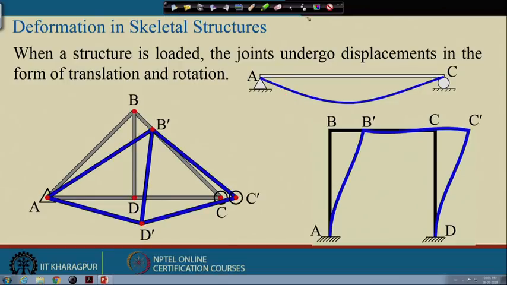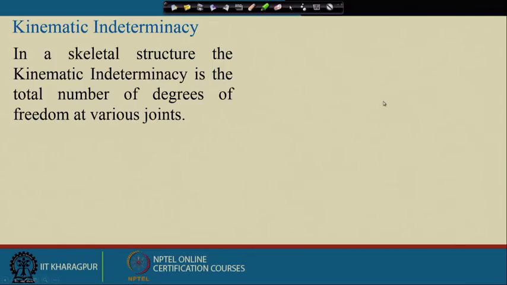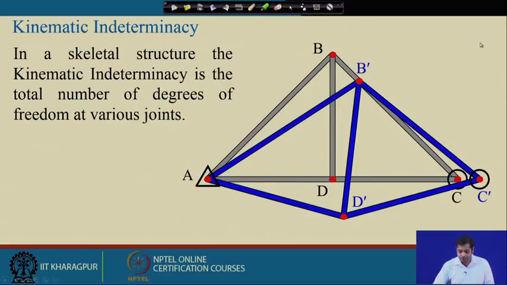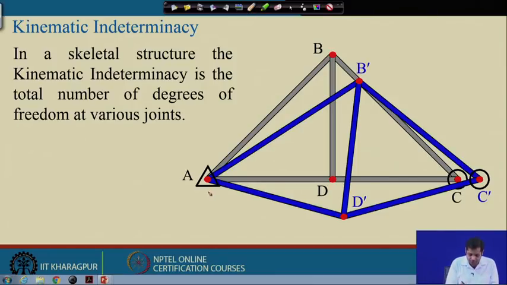Now, the kinematic indeterminacy for a skeletal structure is defined as the total number of degrees of freedom at various joints. Just to give you an example, what does it mean? This is the example we saw just now. Point A is hinged here, so point A cannot move, only point B goes to B dash, point C goes to C dash, and point D goes to D dash.